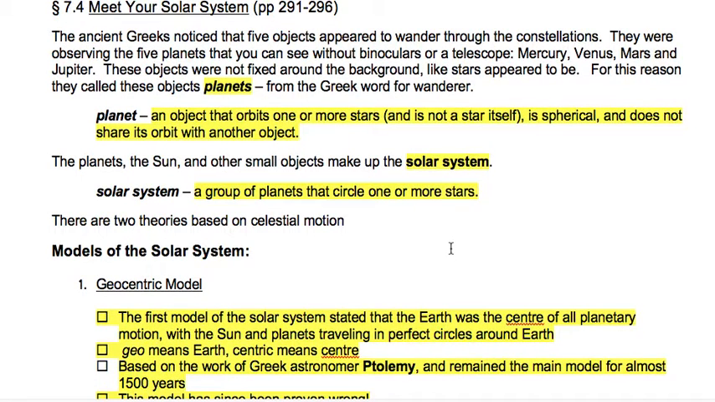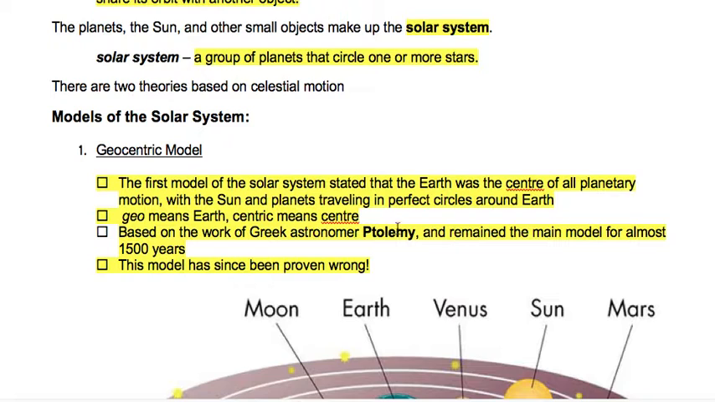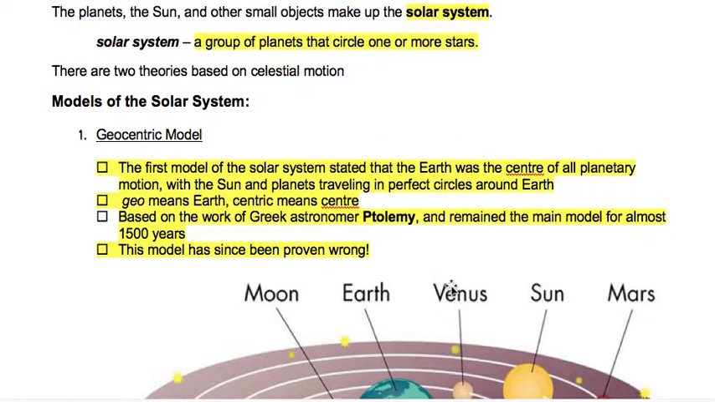There are 2 theories based on celestial motion for the models of the solar system. The first was the geocentric model. They originally thought that the Earth was the center of our solar system. Geo meaning Earth, centric meaning center. So the first model of the solar system stated that the Earth was at the center of all the planetary motion, with the sun and the planets traveling in perfect circles around the Earth. As I mentioned, geo means Earth, centric means center.